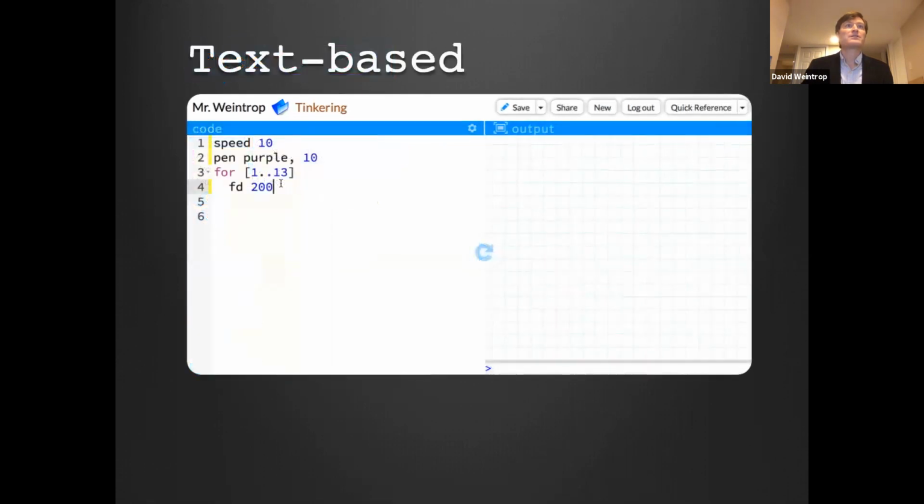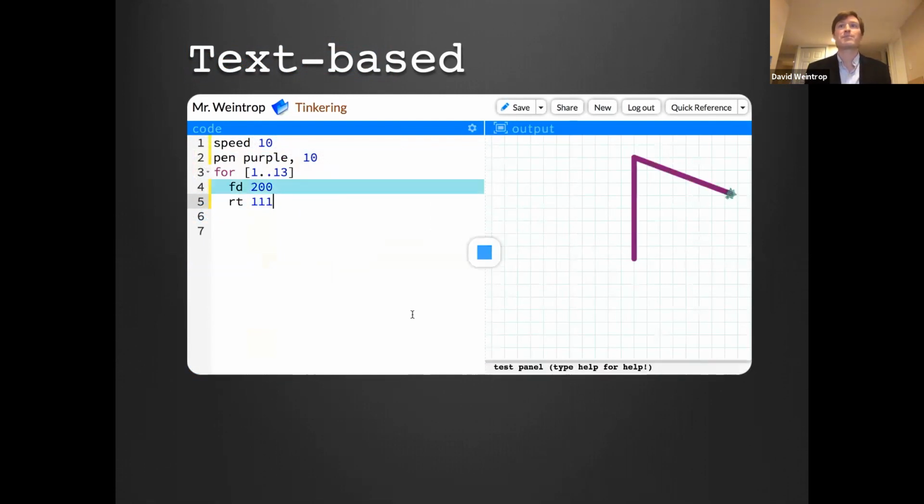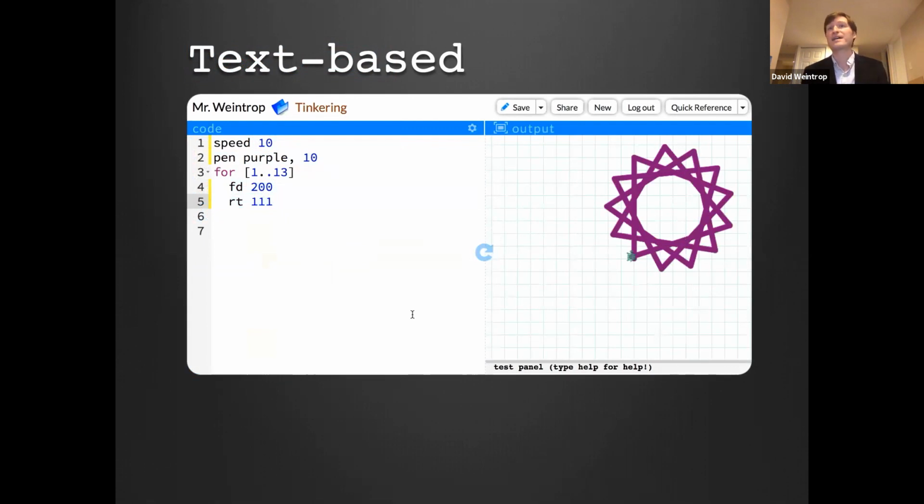The text-based condition. In place of the blocks palette and canvas, we have a conventional text-based editor. Here we're just typing in RT for right turn 111 and hit the play button. We can see the exact same program, the exact same output being generated. And notably, character by character, the language is the exact same.